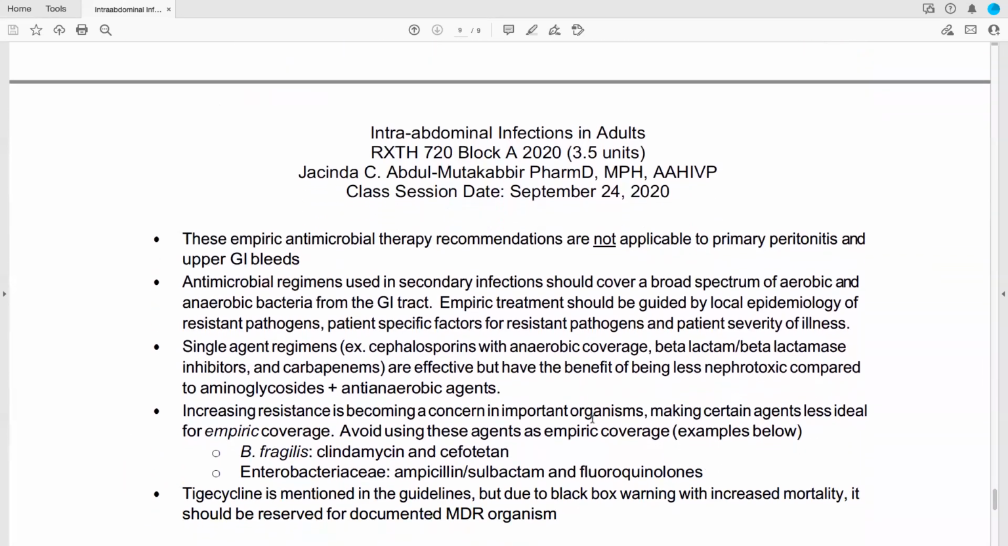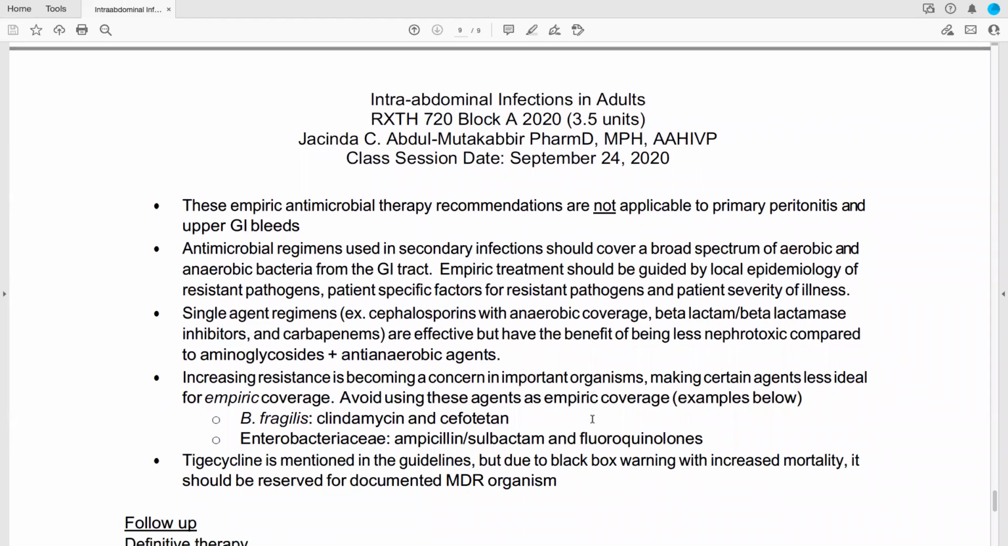So clinical pearls: these empiric antimicrobial therapy recommendations are not applicable to primary peritonitis, where you will typically lean more into using ceftriaxone. With upper GI bleeds, you will manage more with some type of PPI or something of that sort to stop the bleed, not really antibiotics. So antimicrobial regimens used in secondary infections should be broad in spectrum, as we discussed. And single agent regimens are effective, but have the benefit of being less nephrotoxic when compared to the aminoglycosides.